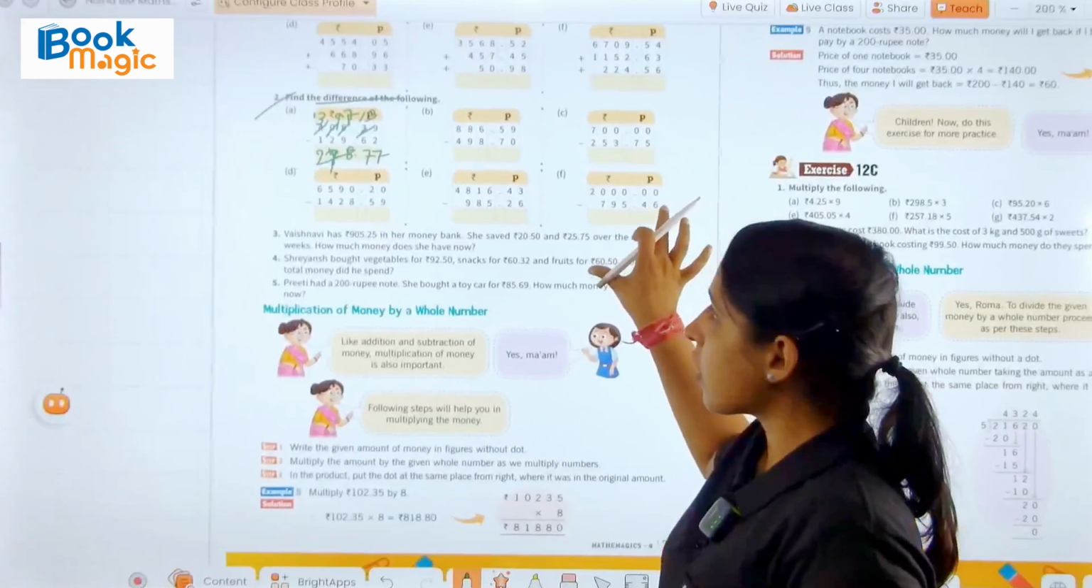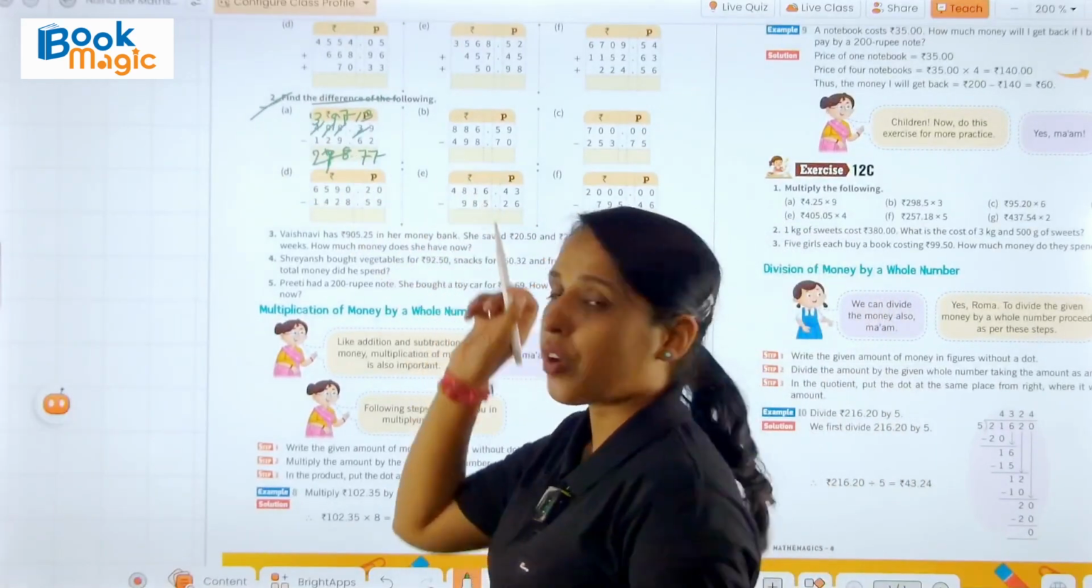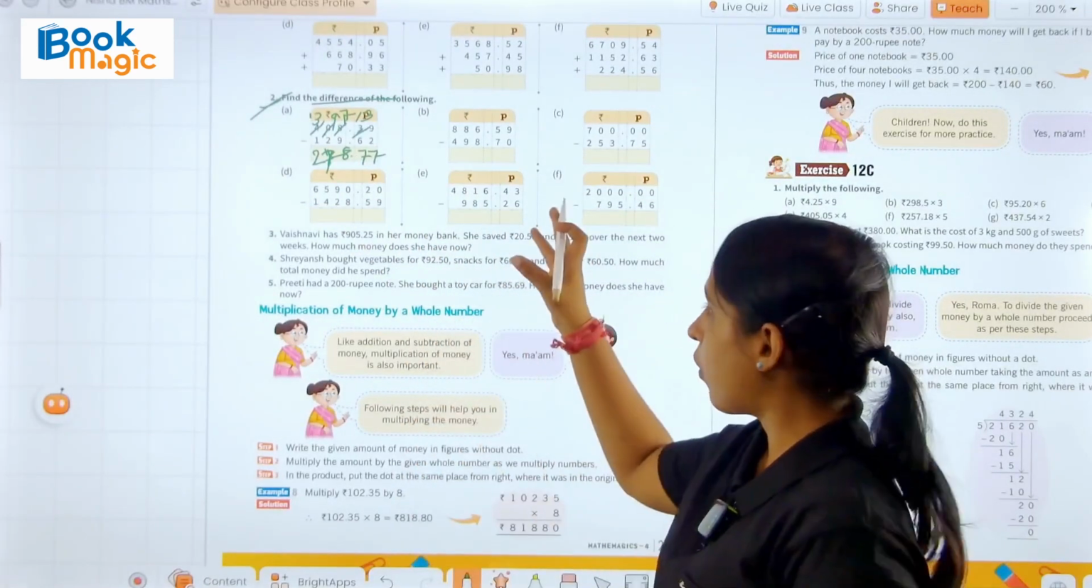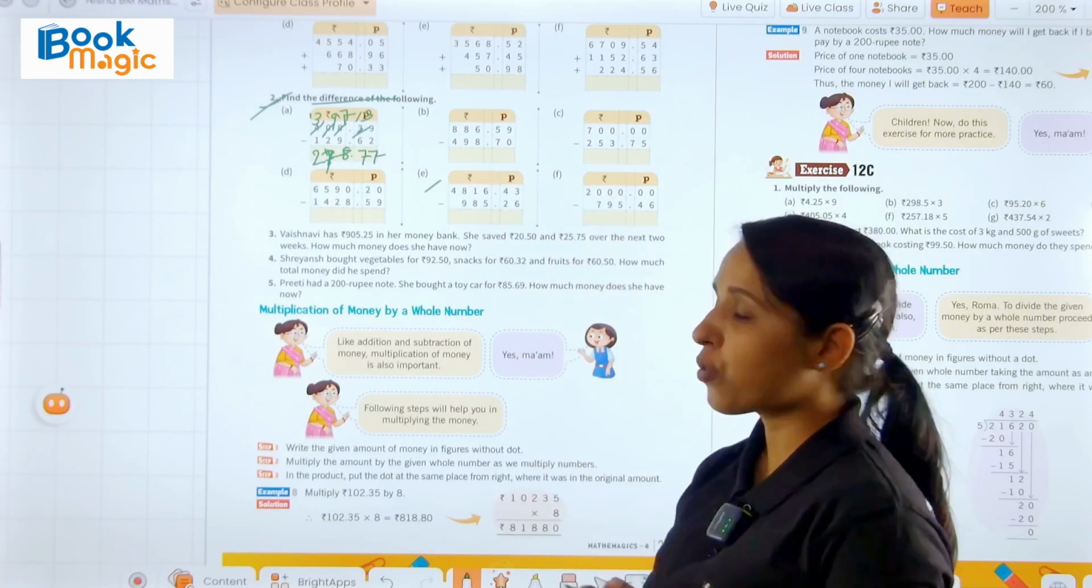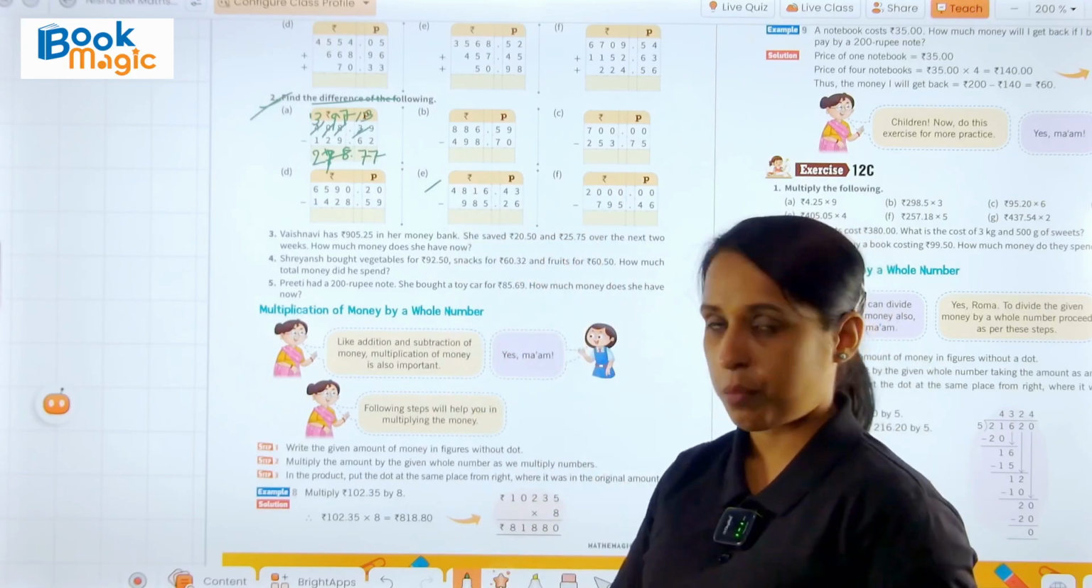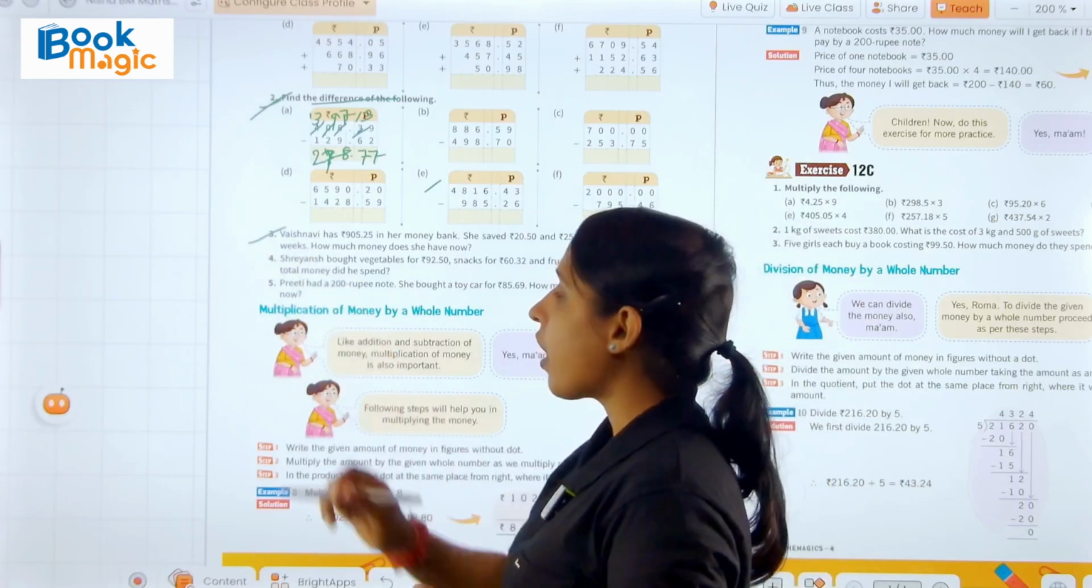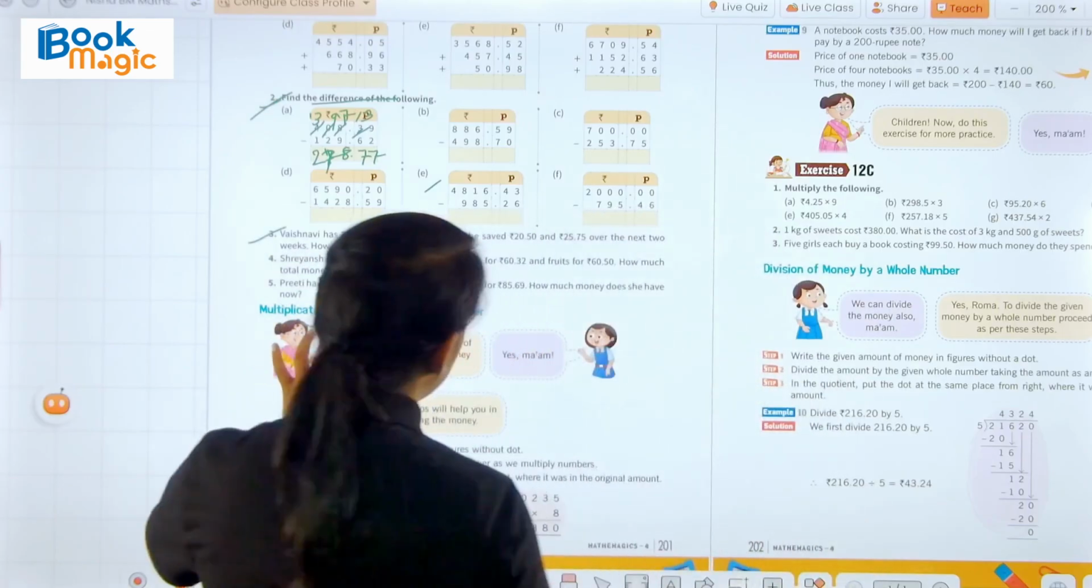Okay, so this is our question number 2. In this we have to find out the difference of the following questions. Okay, so you have to try to solve the rest of the parts of this question. Now we have some word problems. Let's see here.